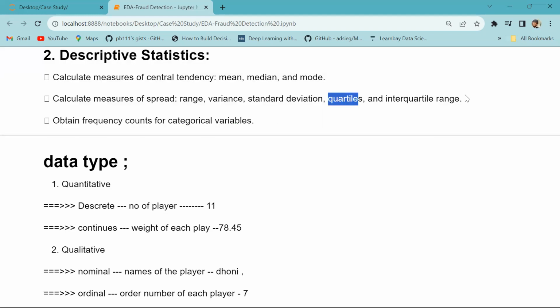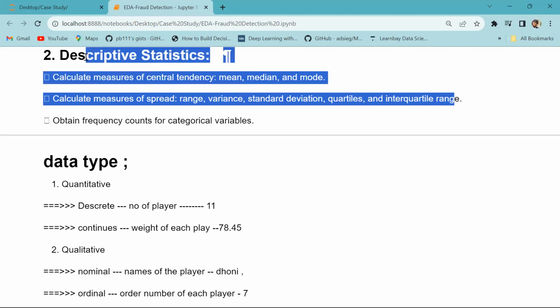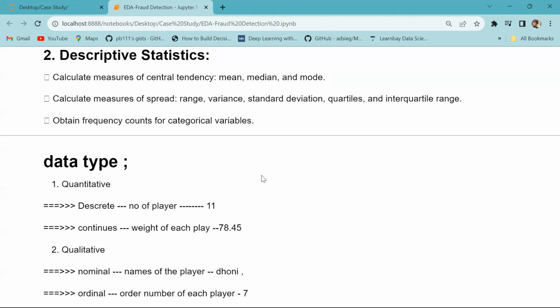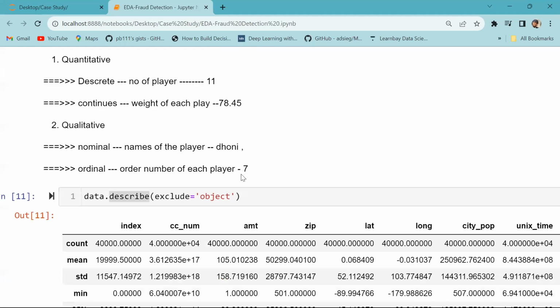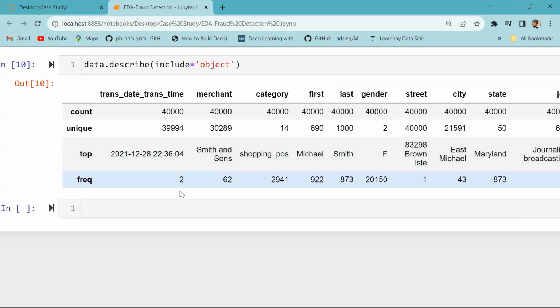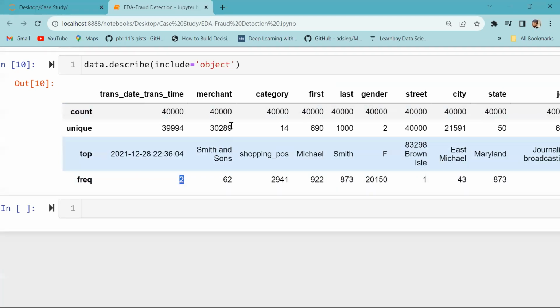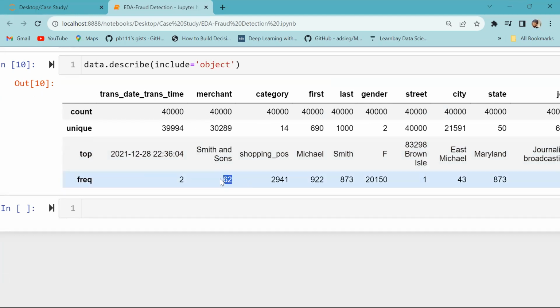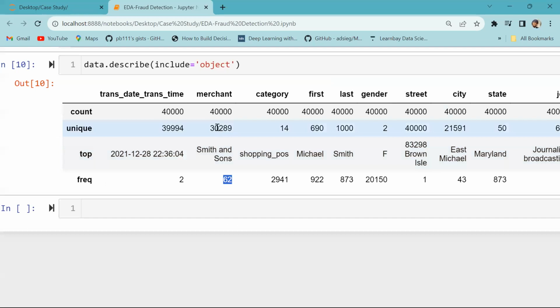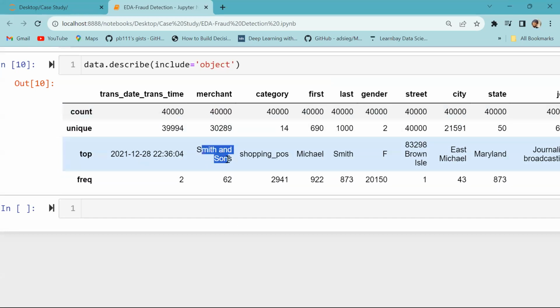You know the quartiles and the interquartile range. You know the mean, median, and mode. Mode means the value that is repeated the most. Mean means average. The mode is a descriptive statistic applicable for the categorical type only. This is my mode for the transaction date and time. Coming to the merchant, this was repeated the most, 62 times out of the 40,000. This is your mode.